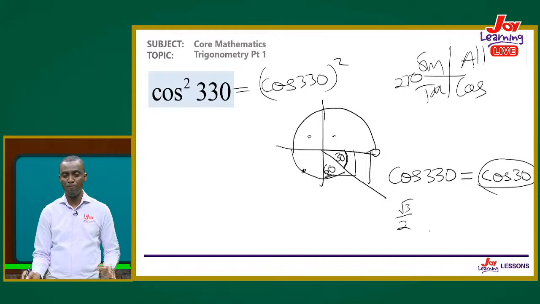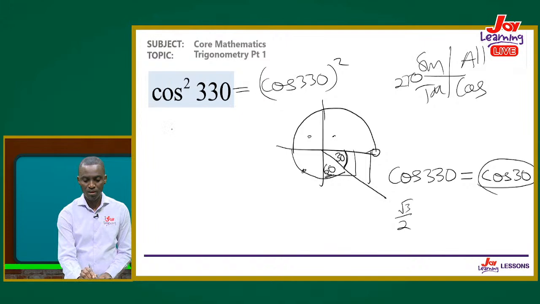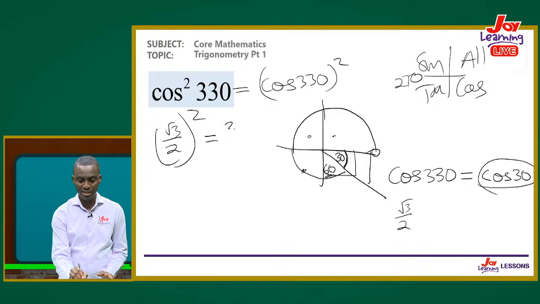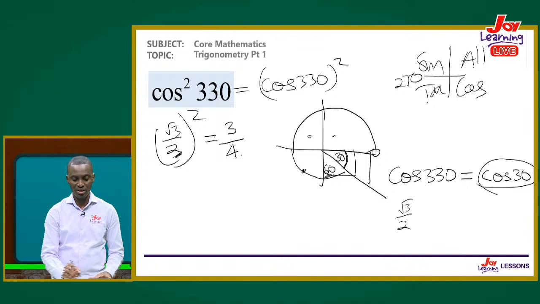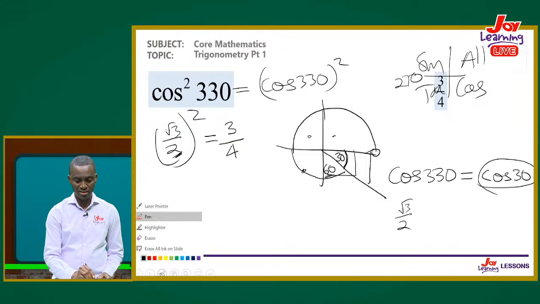So it means this is going to be written as cos 30 is root of 3 over 2, then I will square the answer. And that will give me root 3 times root 3, which is just 3. And when I square 2, I get 4. So the answer becomes 3 over 4. 3 over 4 becomes the answer. All right, so it's positive.